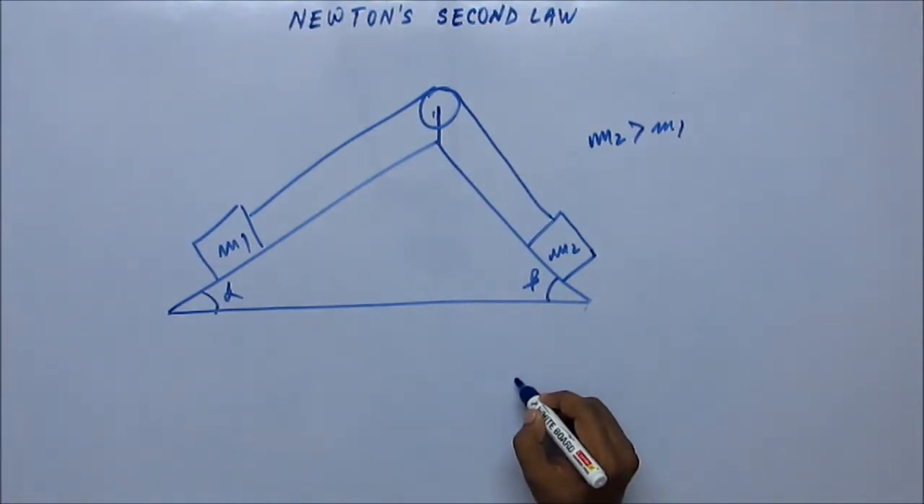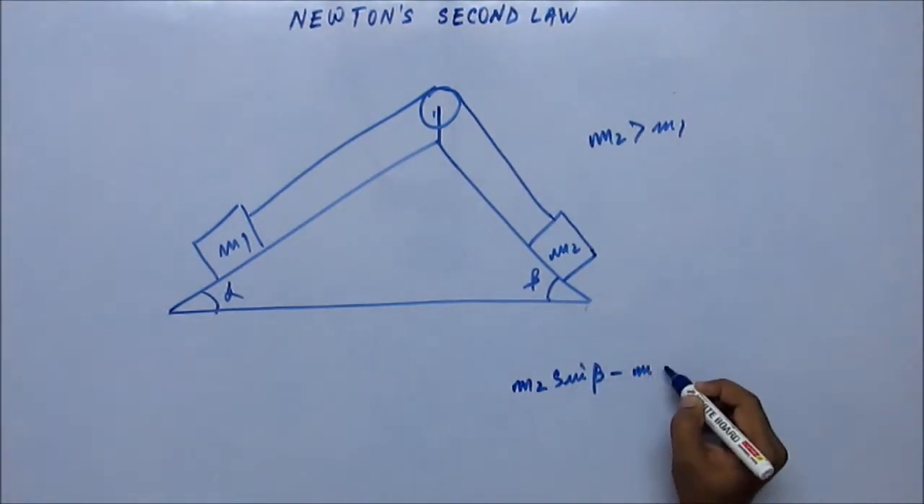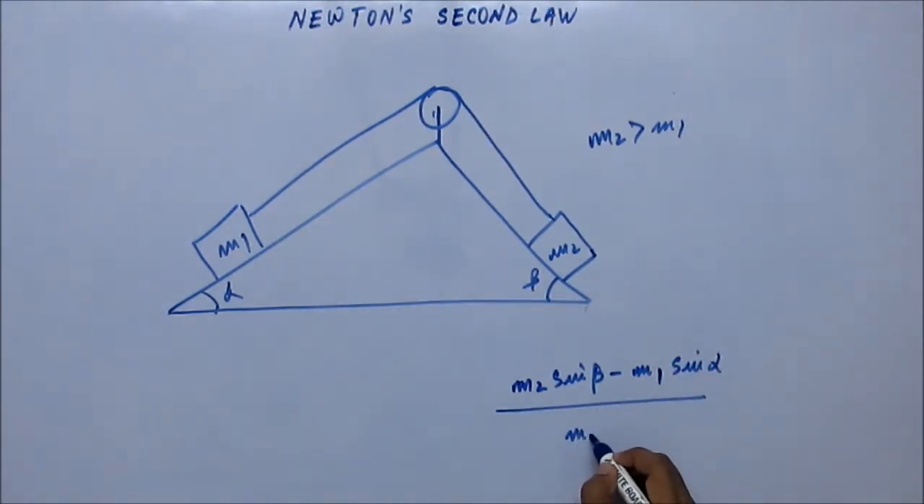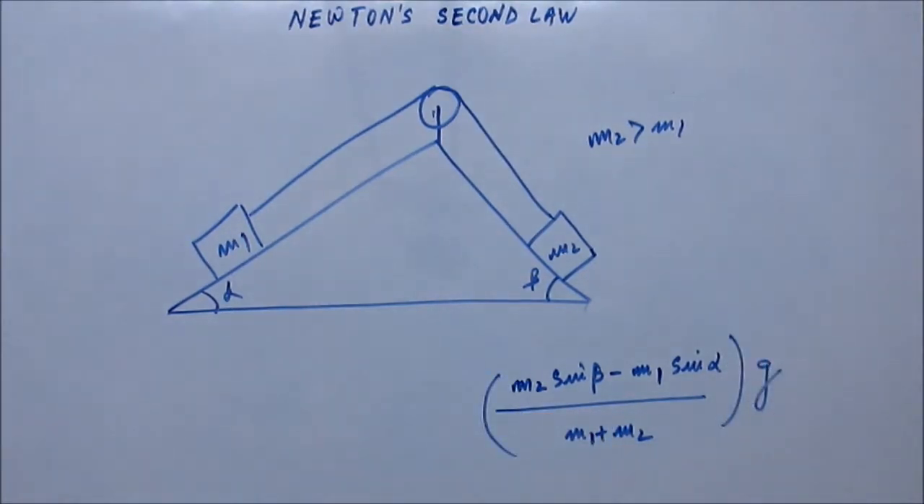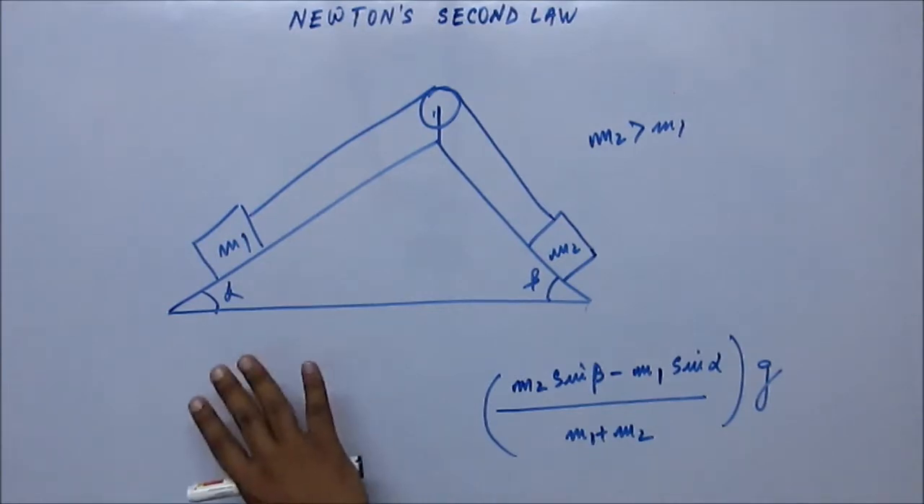The acceleration would be M2 sine beta, and this is going to be the acceleration, pretty simple to find. This is M2 sine beta minus M1 sine alpha upon M1 plus M2, into g. This is the acceleration of both. If M2 is greater than M1, this is the acceleration of M2 down the plane, and this is the acceleration of M1 up the plane.